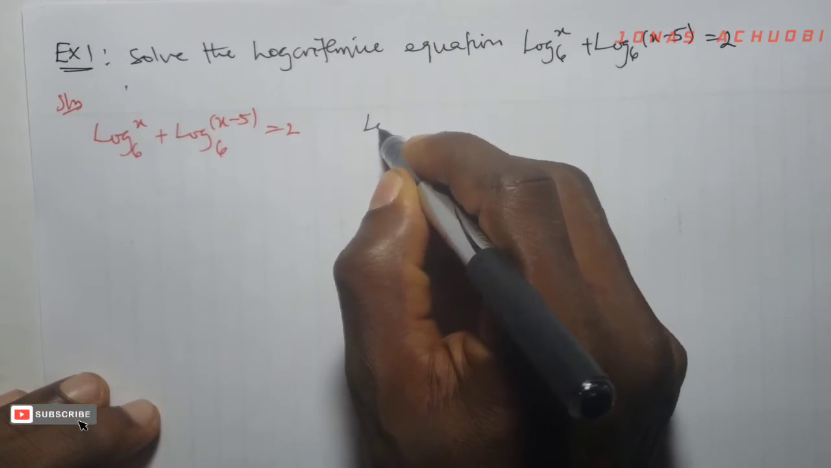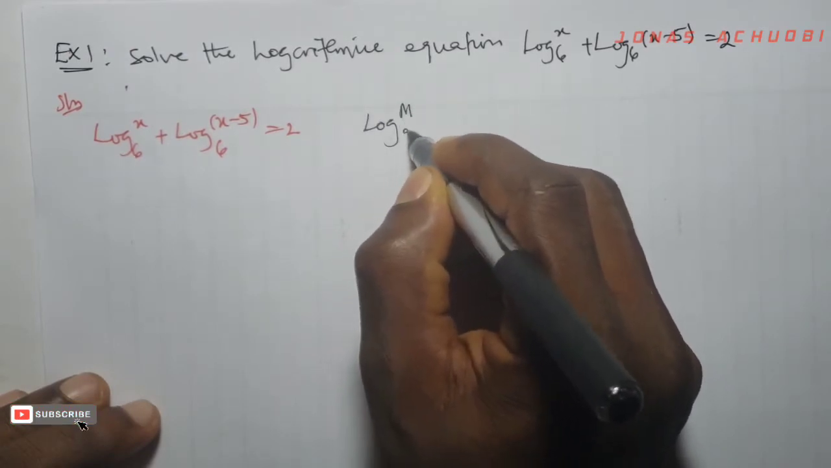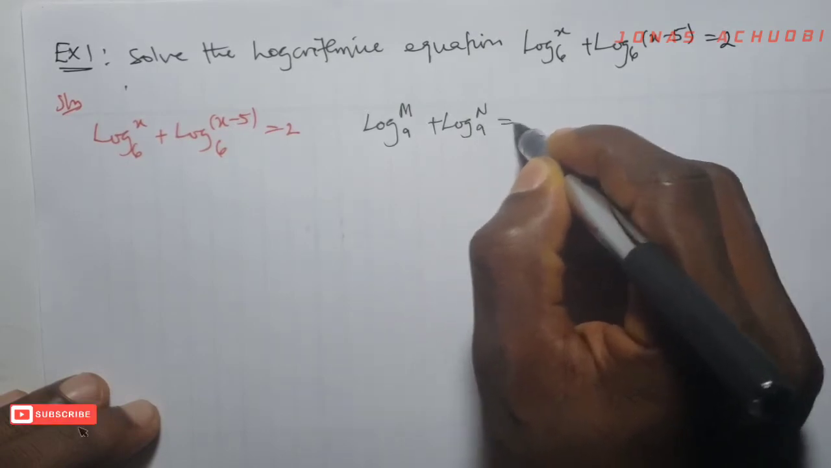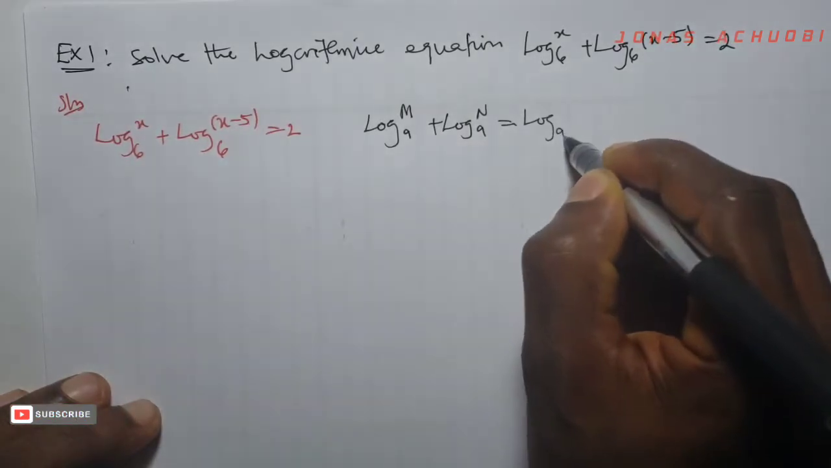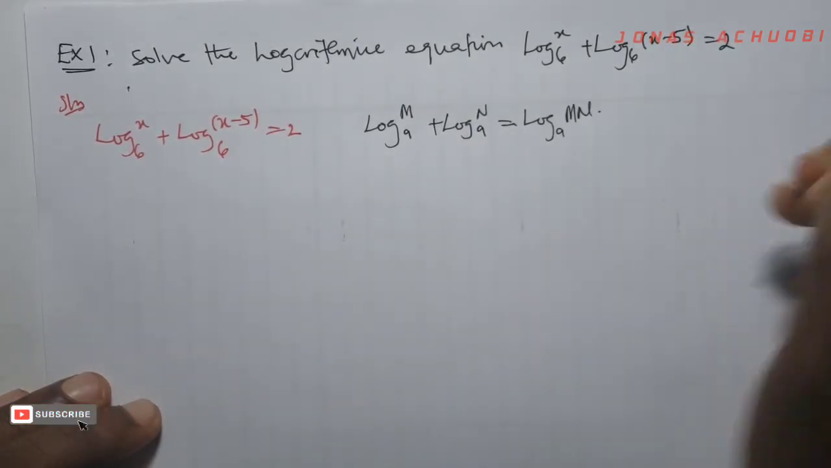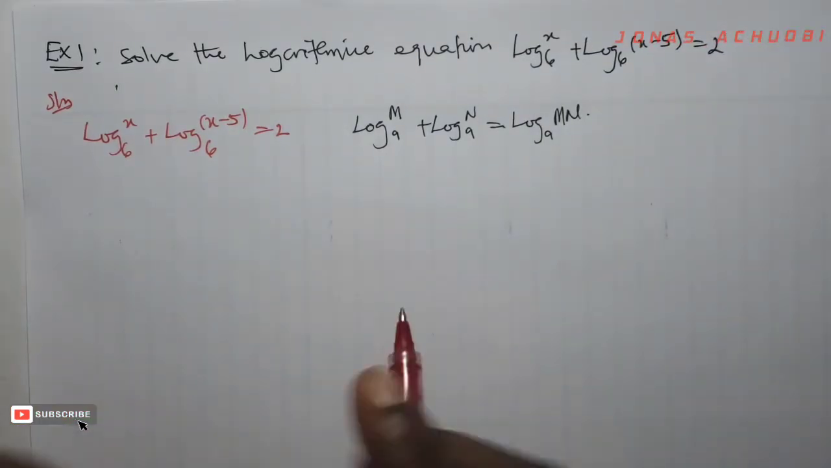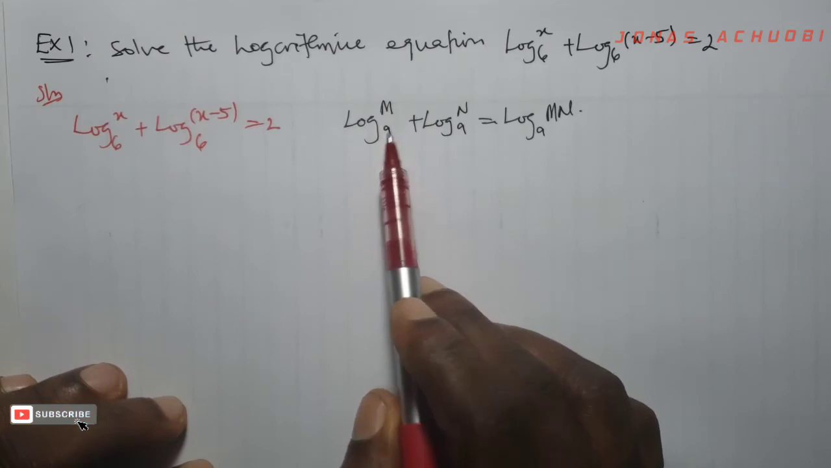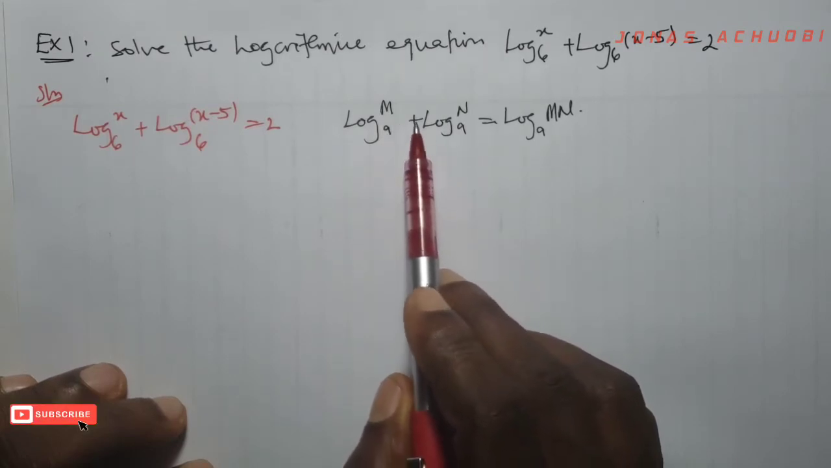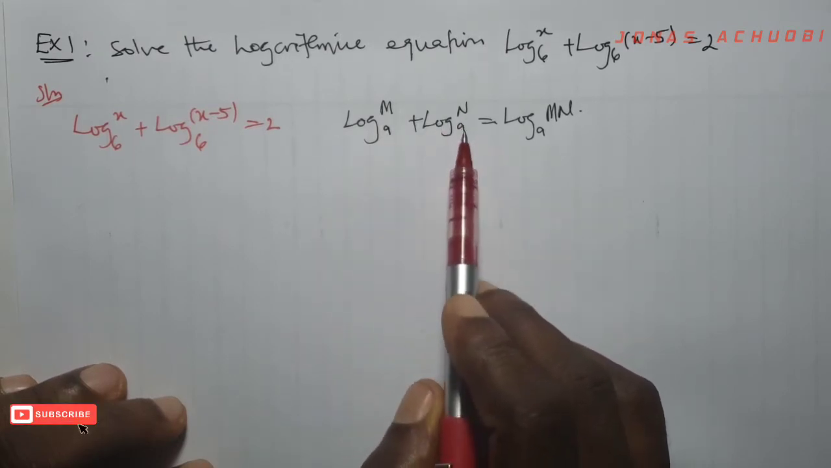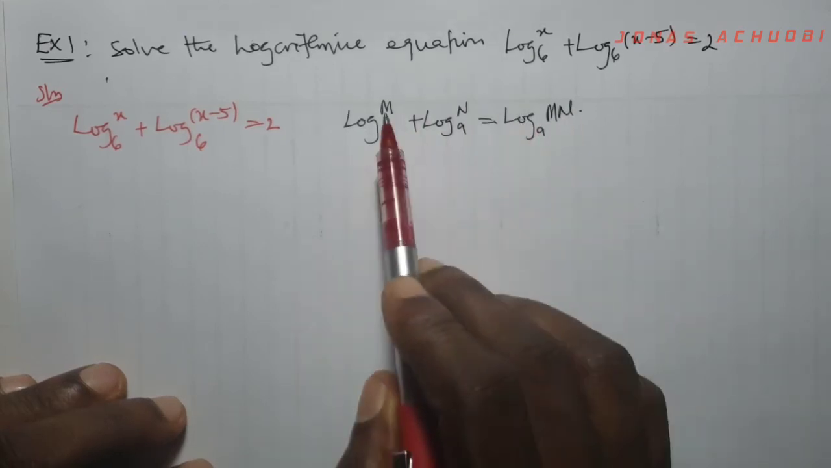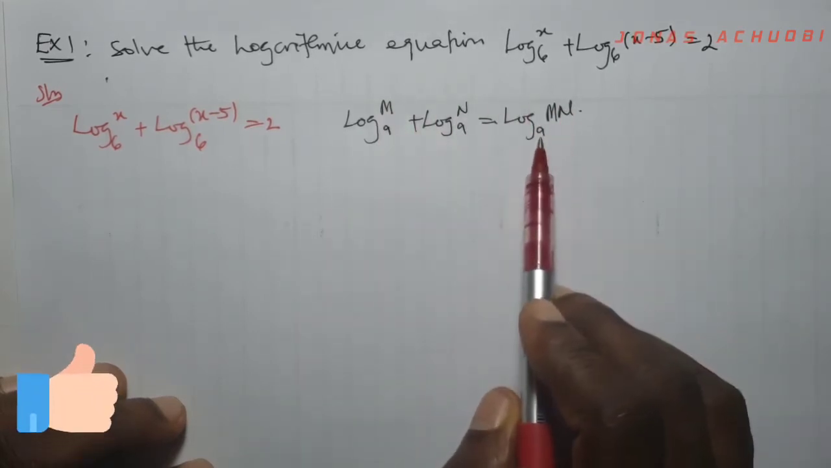The law says that the logarithm of m in base a plus the logarithm of n in base a is equal to the logarithm in base a of m times n. Now this law says that if I have the logarithm of a number in a particular base and it's added to the logarithm of another number in the same base, I can take the logarithm of the product of m and n in the same base.